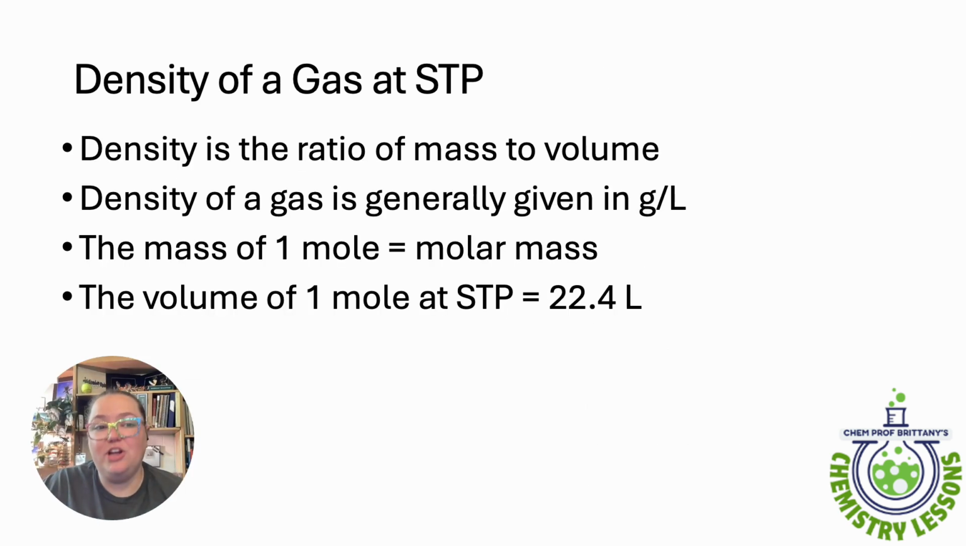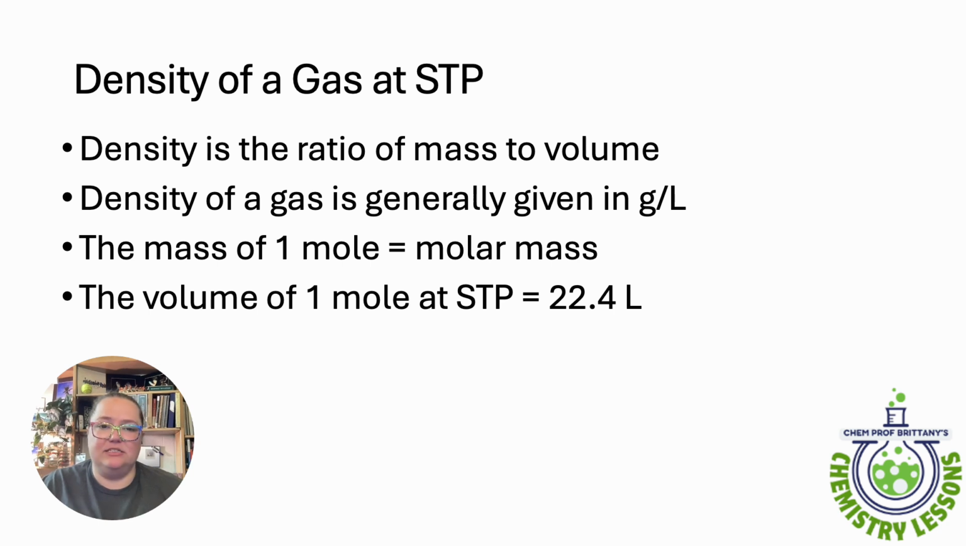But it's important to know because we do calculate density of gases at STP. And this is where the mass to volume ratio comes through. You've hopefully seen at this point that density is equal to mass over volume. Density of gases is usually given in grams per liter. For solids, that's not generally the case. It's usually grams per cubic centimeter, or per milliliter for liquids.